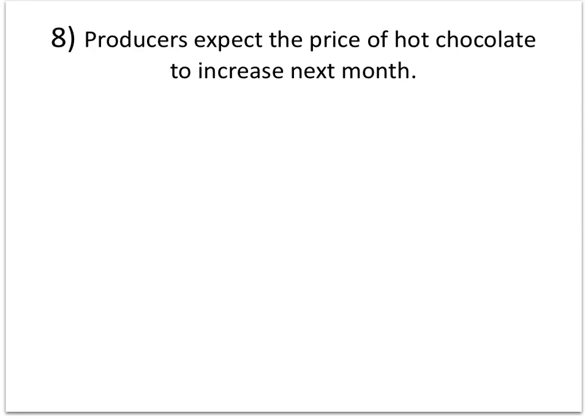8. Producers expect the price of hot chocolate to increase next month. Here the key point, whether it affects supply or demand, is the producers. Producers expect the price of hot chocolate to increase next month. So expectations are maybe a little bit weird, because if there is an expectation for next month, you decrease the production amount this month, because you expect to sell more in the future. So supply will decrease.